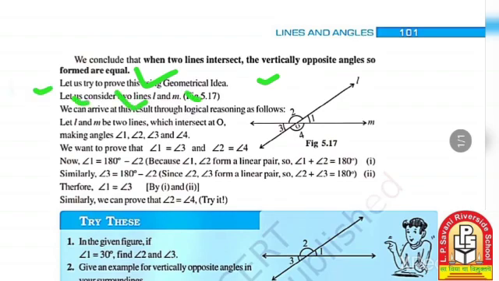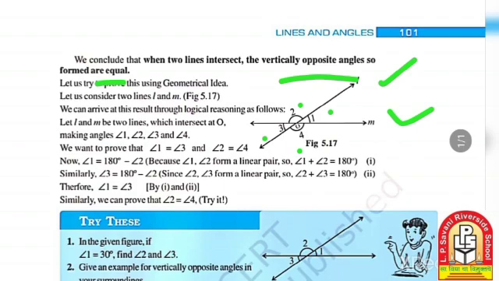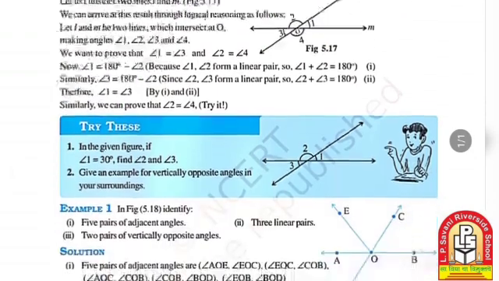Let us try to prove this geometrically. Here L and M are intersecting lines. 1 and 3 are vertically opposite angles and 2 and 4 are also vertically opposite angles, and they are equal. Here you can see that angle 1 is 180 minus angle 2, and angle 3 is also 180 minus angle 2. So angles 1 and 3 are equal, and 2 and 4 are the same angles.